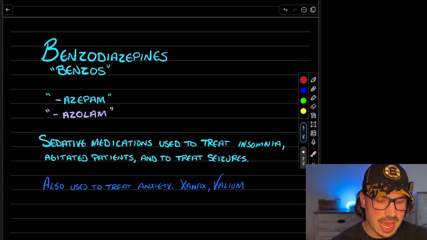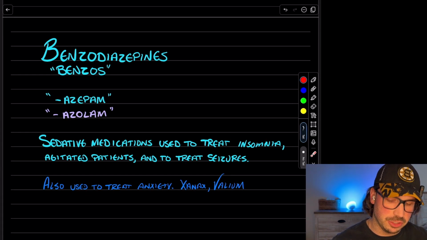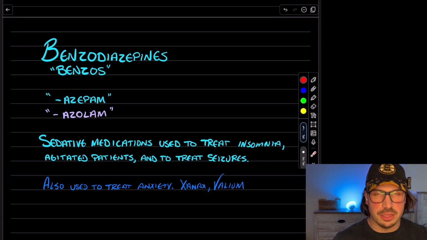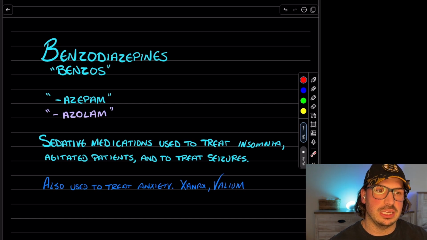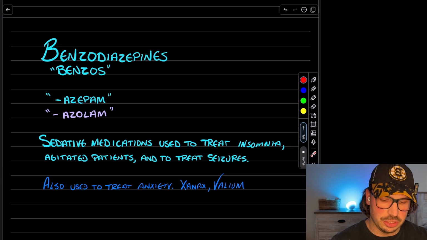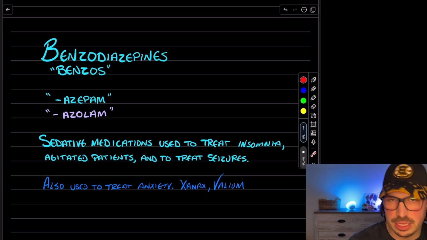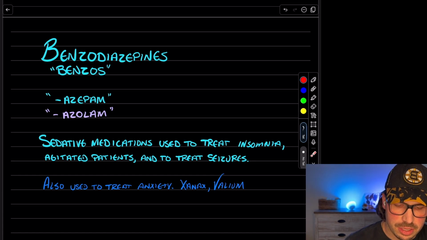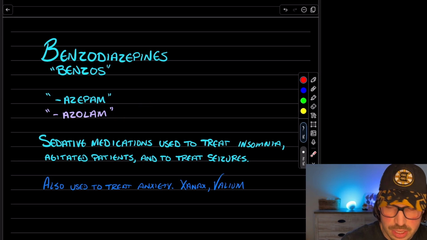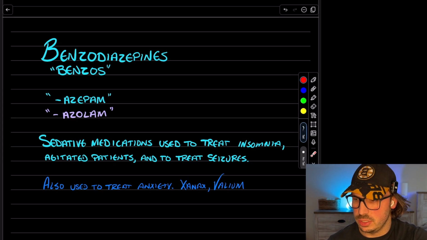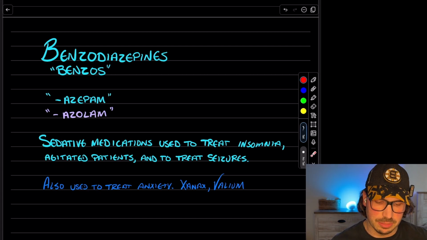Next, we have benzodiazepines, or as they're commonly referred to, benzos. These are typically used to treat insomnia. They're for those agitated patients, the ones that maybe need to be sedated. And they can also be used to treat seizures or convulsions, whether it be from epilepsy or any other kind of neurological issue. These are typically denoted by the suffixes azepam or azolam. Big ones that we see all the time or use as ACPs is midazolam. You could see other ones like oxazepam, temazepam, lorazepam. There's tons of them that are out there.